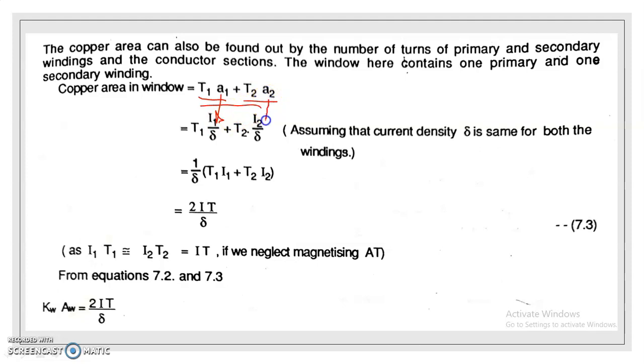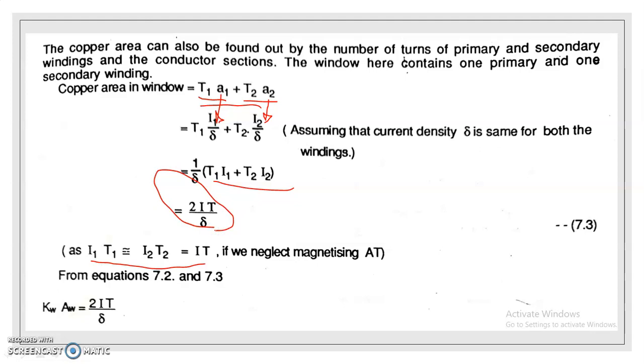Similarly, A2 is also defined as I2 divided by del. Taking the common 1 upon del, you will get (I1 T1 + I2 T2). And if you are neglecting MMF, or ampere turns, we can write that I1 T1 is approximately I2 T2 and equal to I into T. So we are writing the copper area in the window as 2 into I into T upon del.